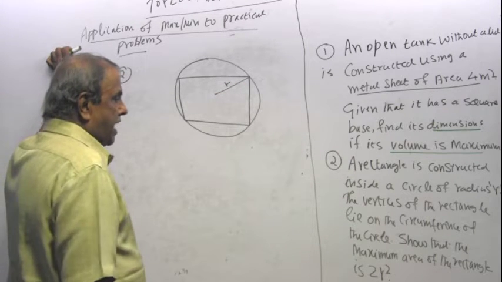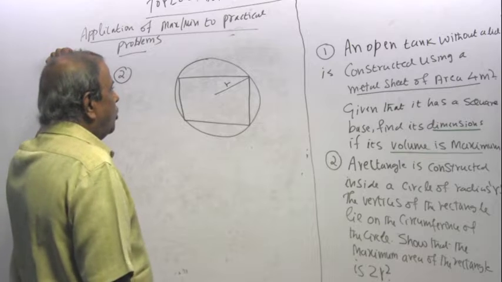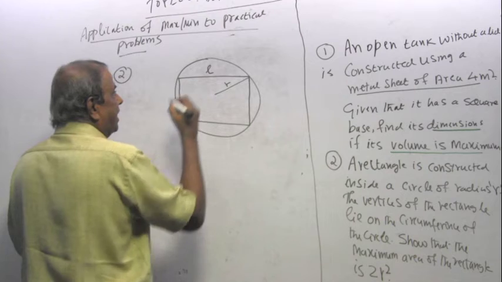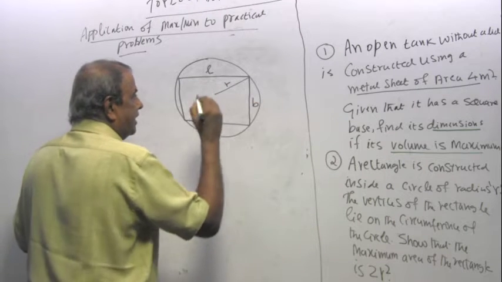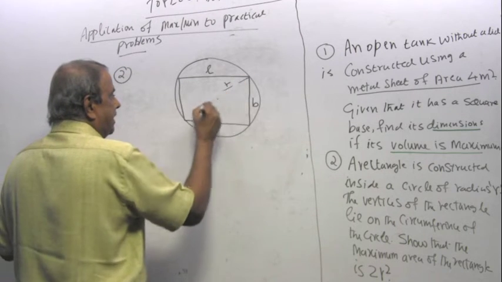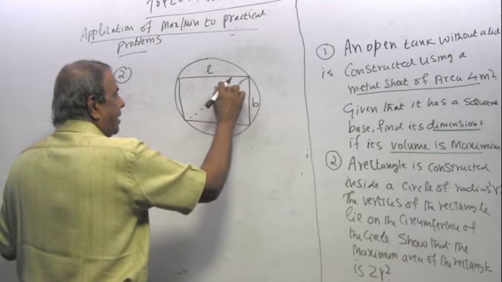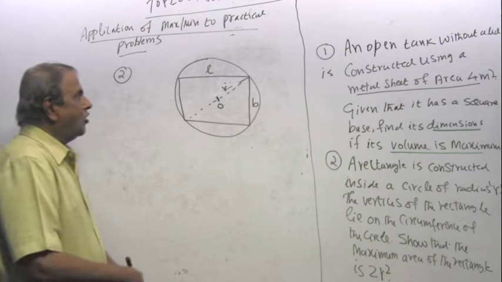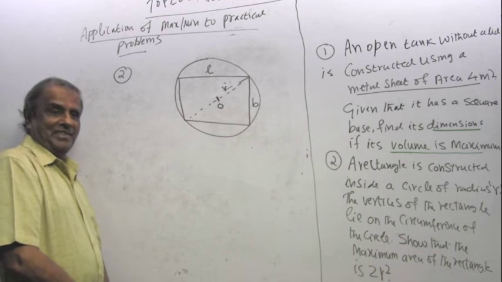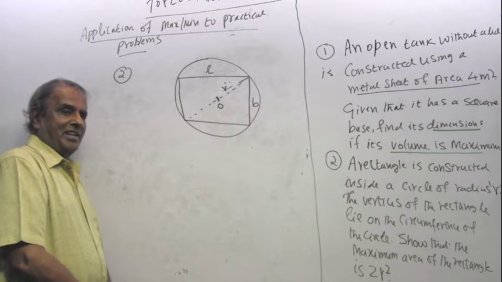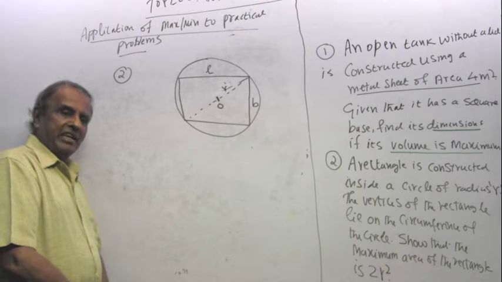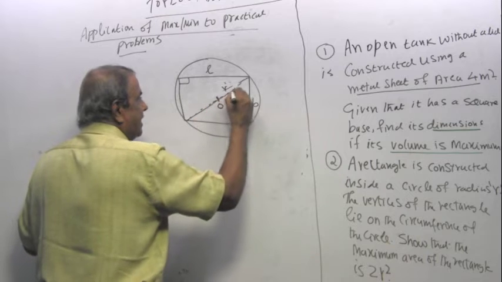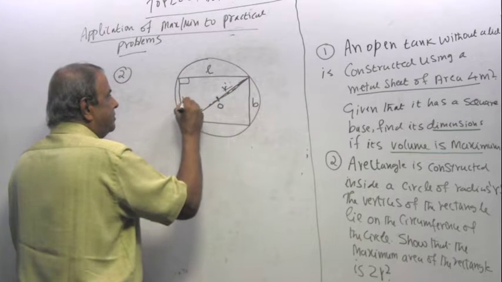You're asked to show that the maximum area of the rectangle. Now look, what are the variables in this question? The length of it varies, let's call that L. The width of it varies, let's call that B. The center is here. Now can somebody tell me why I put the center along the diagonal? Yes. GCSE geometry. Angle in a semicircle is a right angle. So if this is a right angle, the diagonal has to be a semicircle.